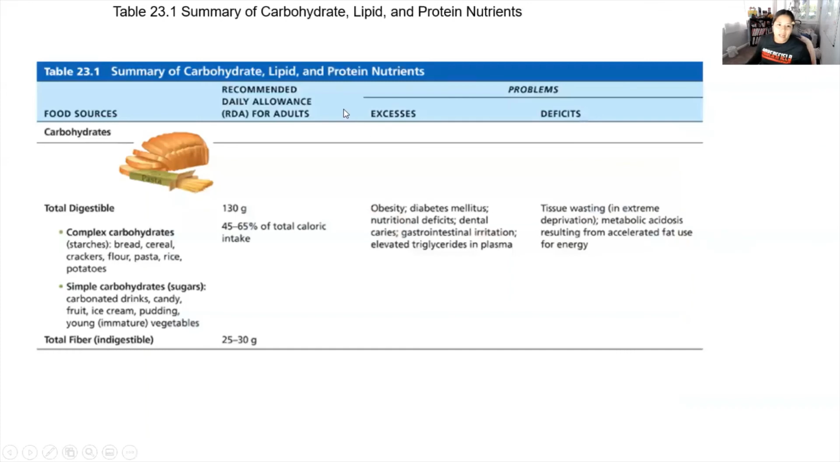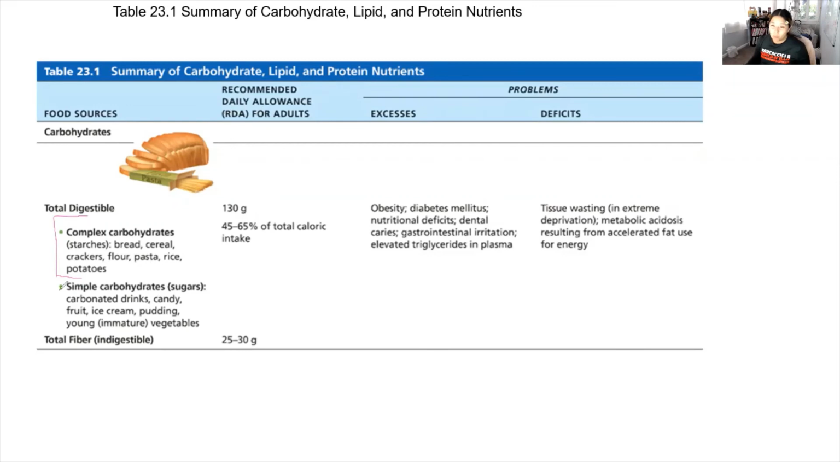Okay, and then you should know that there are different forms of carbohydrates that we eat. We have complex carbohydrates, which are going to be our starchy materials like bread, cereal, crackers, flour, pasta, rice, potatoes. Those are complex carbohydrates, the ones I love the most, but my body hates the most. I think we all love, well, I love bread. I don't know about you guys, but I love me some bread. Those are complex carbohydrates.